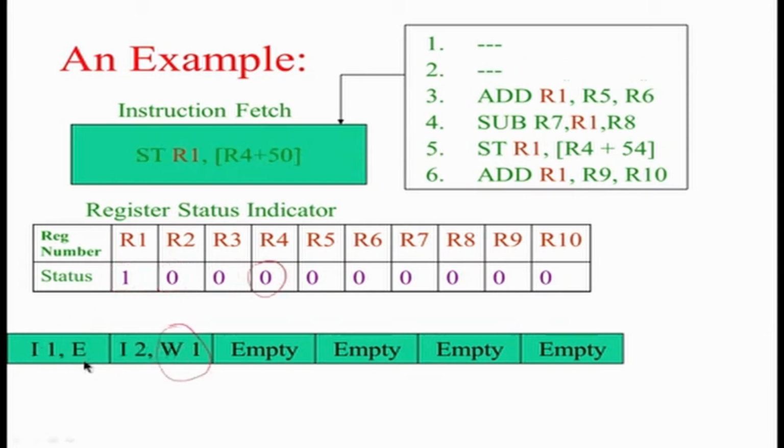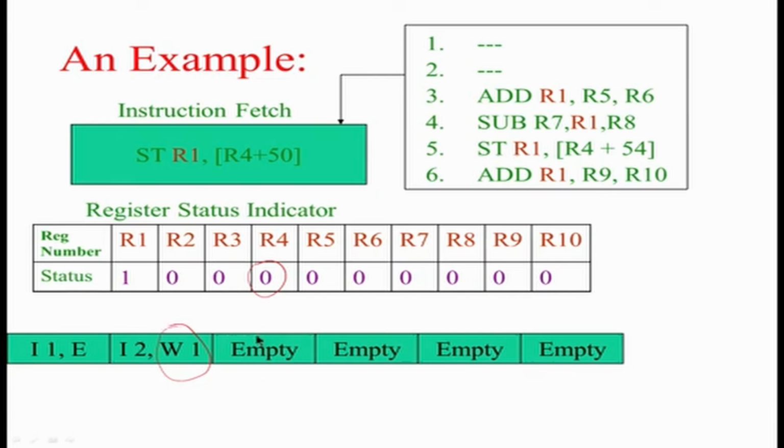Next step, I get store R1, R4 plus R50. So I have to read two values, R1 and R4. R4 is already available, correct. You know why I have to read R4, right? I have to compute the address. So R4 is already available. R1 is not there. Where is R1? It is currently computed in execution unit 1. Who is telling this? The register status indicator is telling. So I allocate this instruction to execution unit 2 and make it wait for 1, right. It is waiting for 1 and it is allocated to 2.